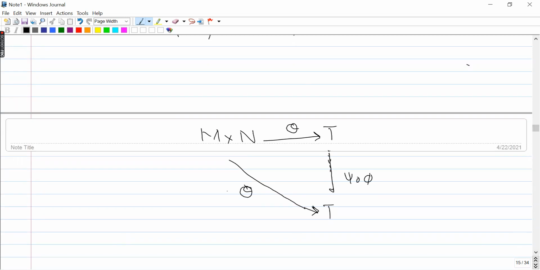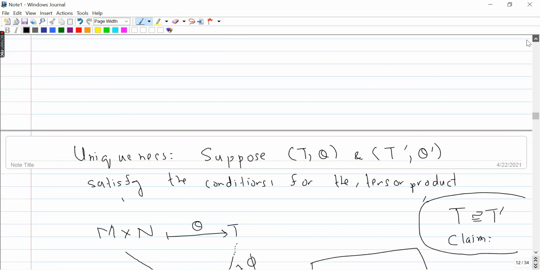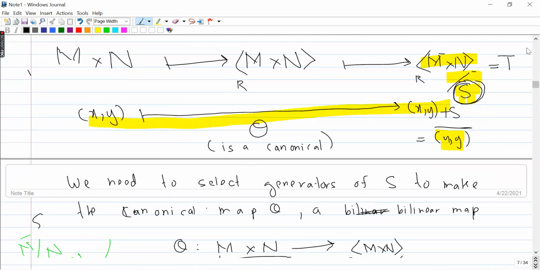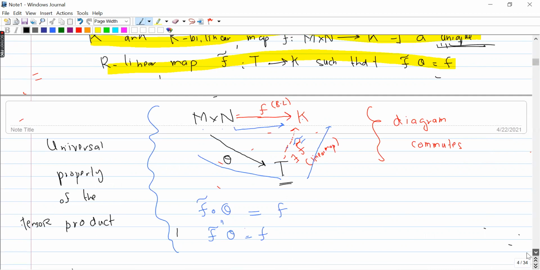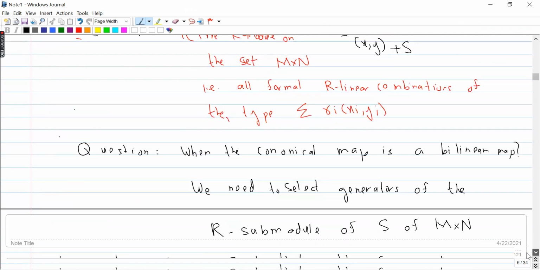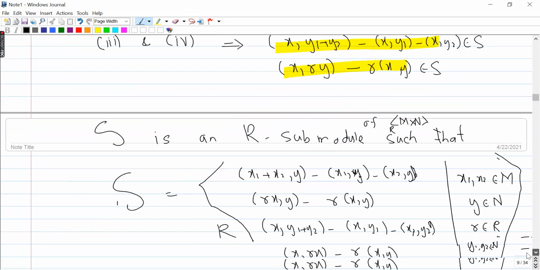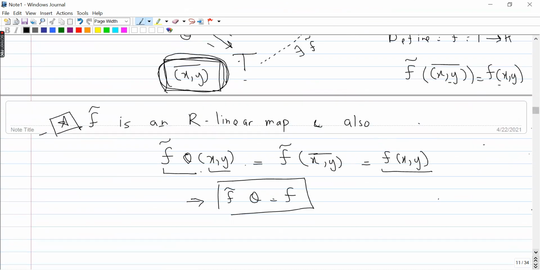So first I want to show that this diagram which I have described will commute. Remember that, in the definition we discussed earlier, the map f tilde that exists is unique. You can also see this in the construction: we constructed f tilde, and it is just depending on f. So this f tilde is a unique R-bilinear map.